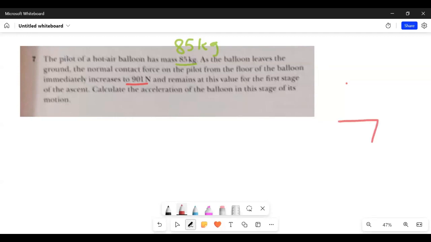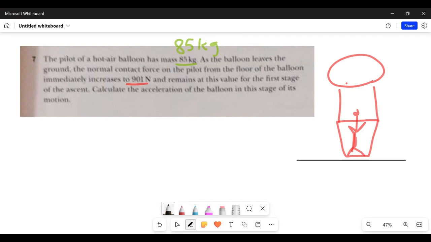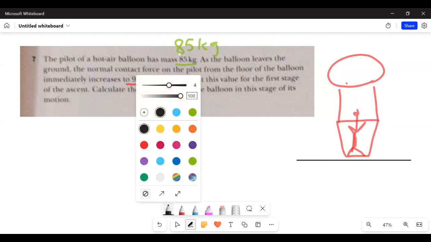So as the hot air balloon leaves the ground, the normal contact force immediately increases to 901. What direction should I draw the normal contact force in? Pointing downwards, pointing upwards? Pointing upwards. Yes, the balloon is going upwards.